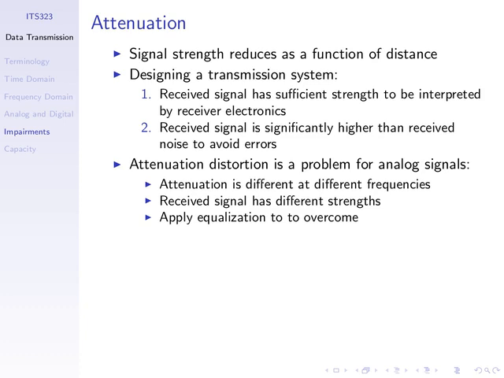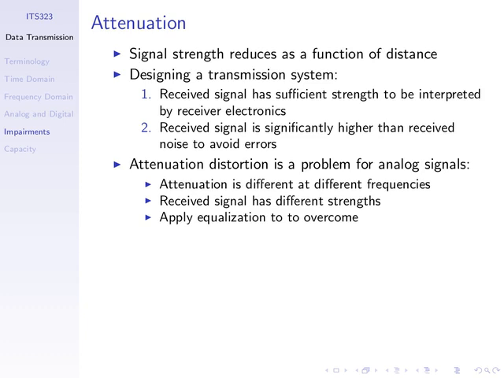So that's our problem. We're not talking about ears with computing devices, we're talking about electronics. It takes the received signal and needs to be able to understand or interpret what was sent. The signal strength needs to be above some level for that receiver electronics to work correctly. What is that level? Well, it changes depending upon the computing device.